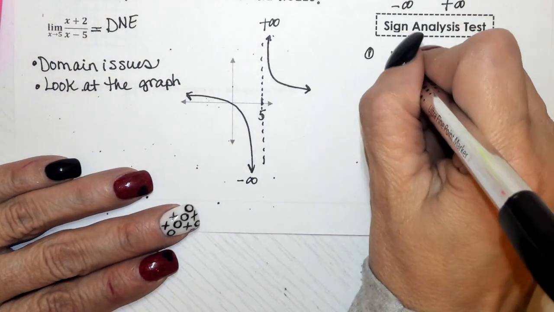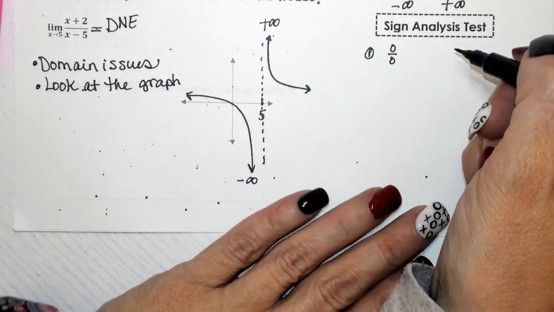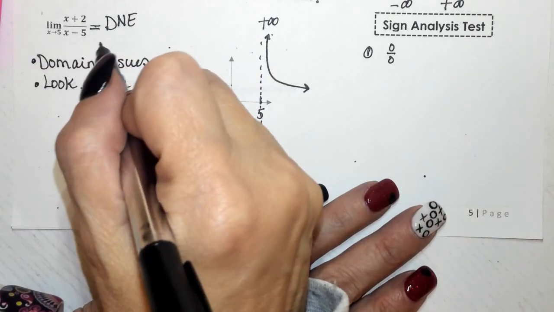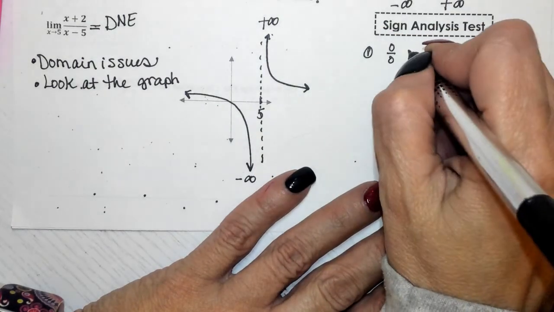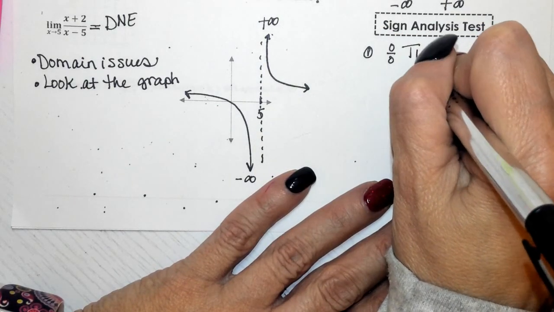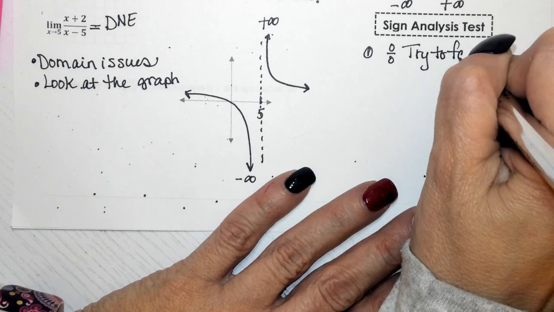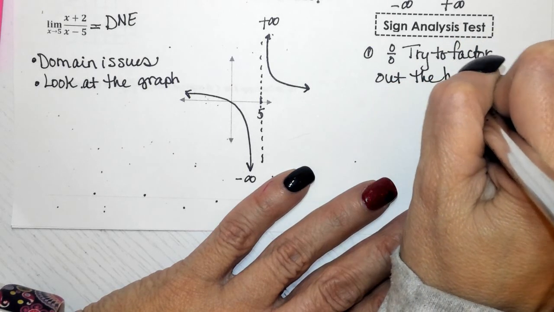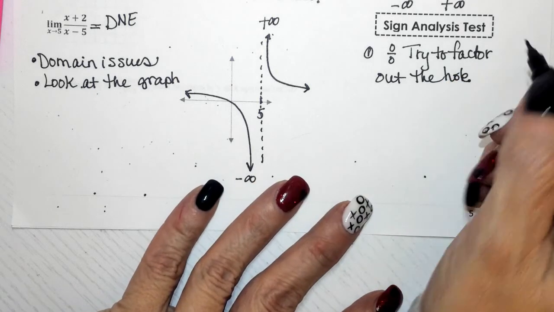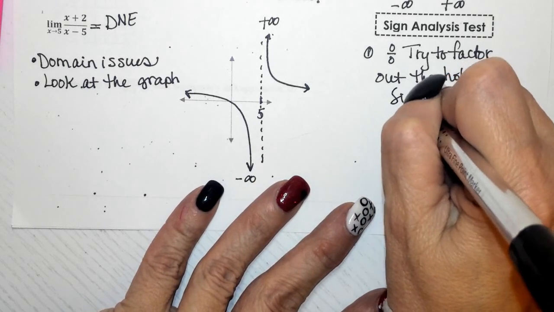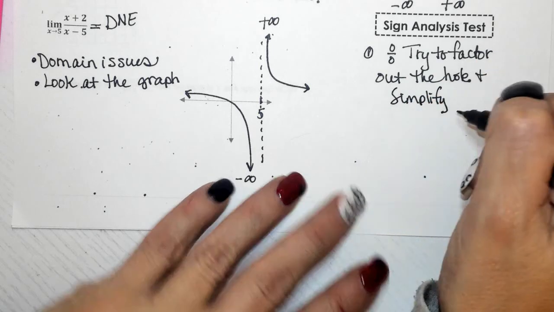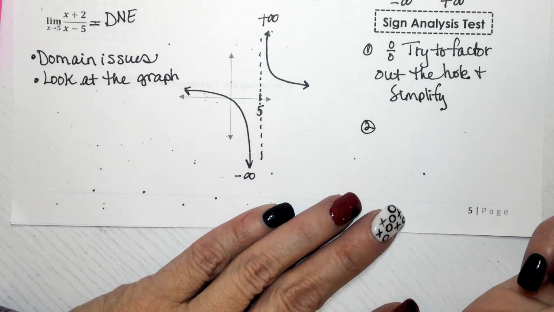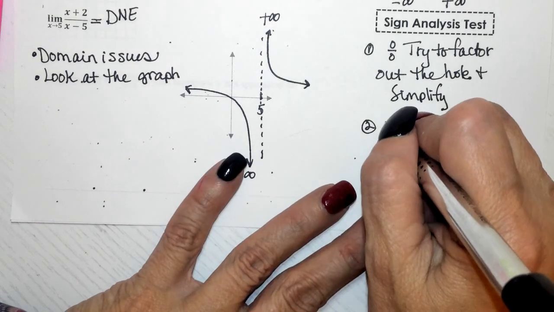So the first thing you're going to do is you notice that you get that 0 over 0. You get that scenario where you get an undefined scenario over here where something doesn't work. So you try to factor out the hole. Try to factor out the hole. And in this situation, we couldn't. Okay, so we tried to factor out the hole and simplify, and it did not work. If you can't factor and simplify it, then you have to do the sign analysis test.